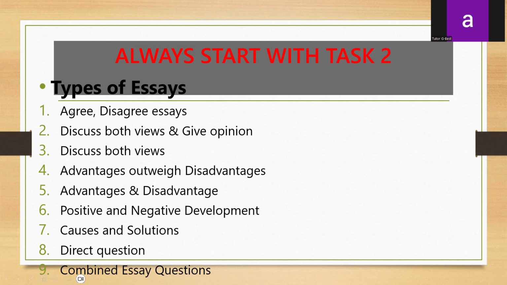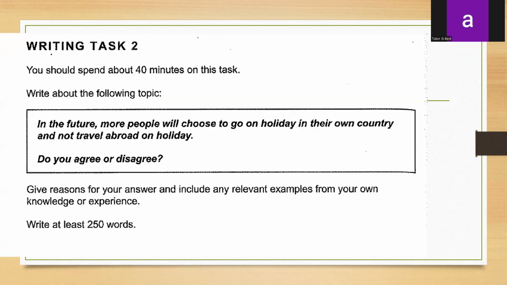Now, there are different types of essays you're going to do: agree or disagree, discuss both views, and give opinion, discuss both views. So these are the different types of essays. We'll be covering them one by one. I'll be giving tips and strategies on how to answer them. So this is what the typical Task 2 question paper looks like. As you can see, write at least 250 words minimum, but you should write 280 words and above.